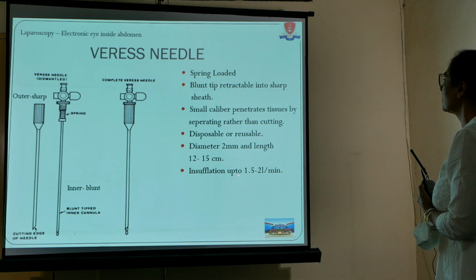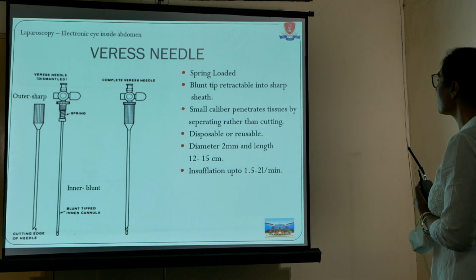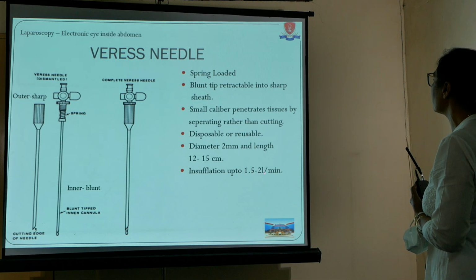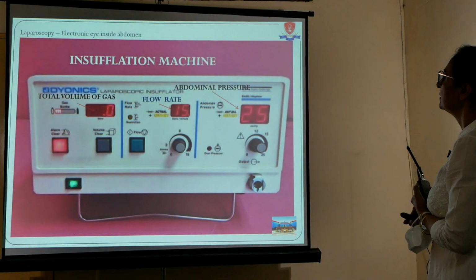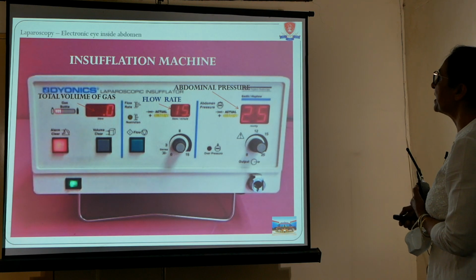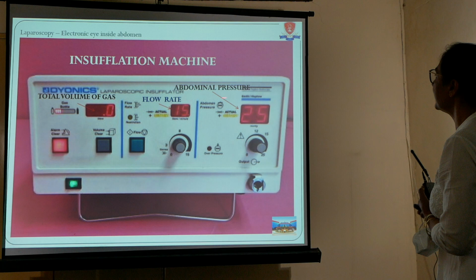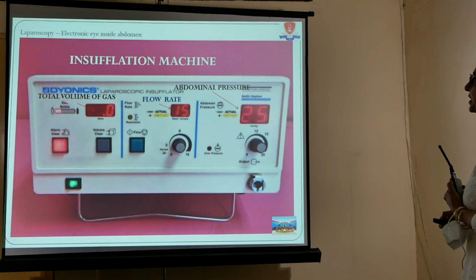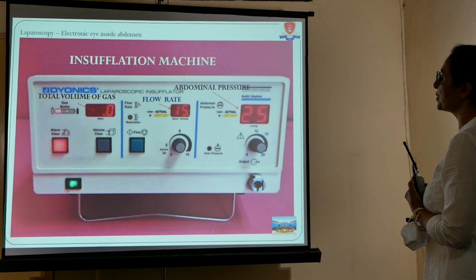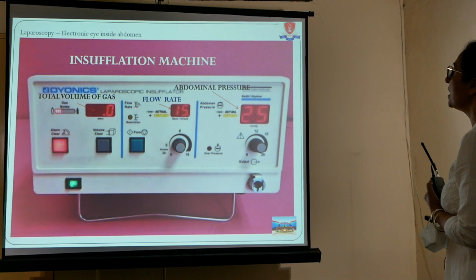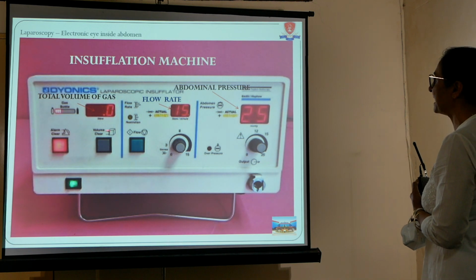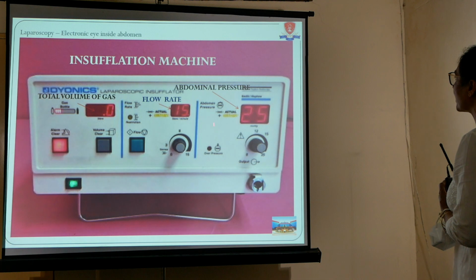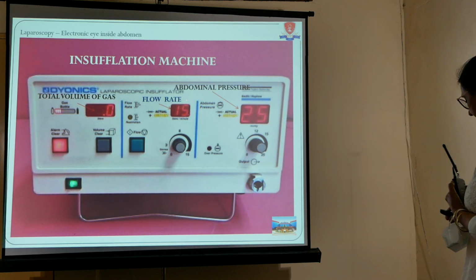The insufflation is up to 1.5 liters per minute. This is the machine which is known as the insufflator machine. It reads how much air we have introduced into the peritoneal cavity, what is the rate of flow, how much gas is flowing through the needle in 1 minute, and what is the actual pressure within the peritoneal cavity.